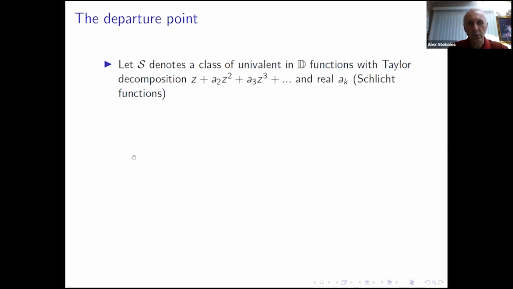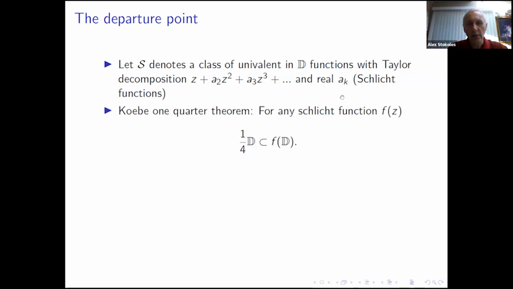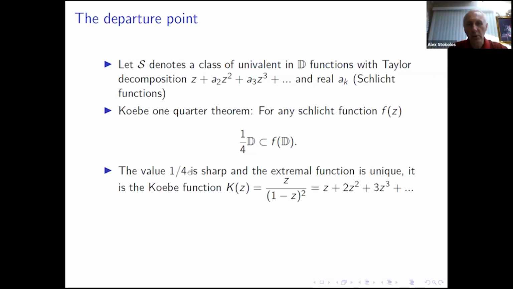So now, what's the departure point? We consider a class of univalent functions in the unit disk, normalized with z and real a, called the Schlicht functions. One of the basic results from geometric complex analysis is that for any Schlicht function, not necessarily with real coefficients, the image of the unit disk contains the disk of radius one quarter, and the value is sharp because of the Koebe function, which takes the value minus one quarter at minus 1.